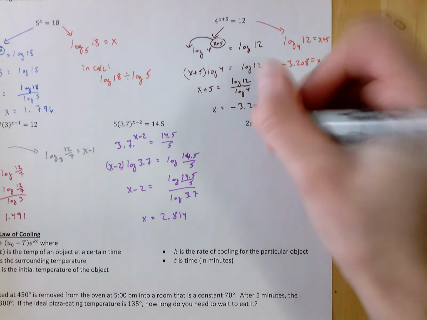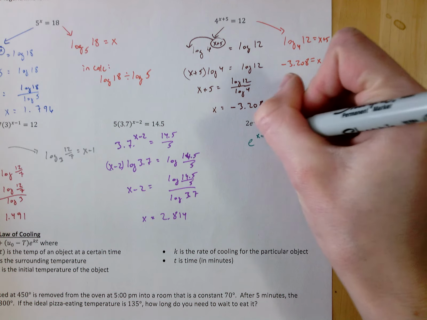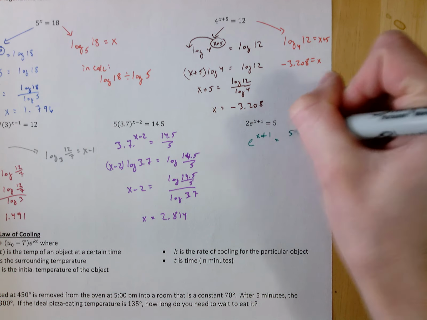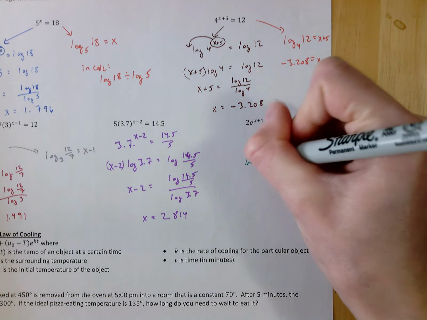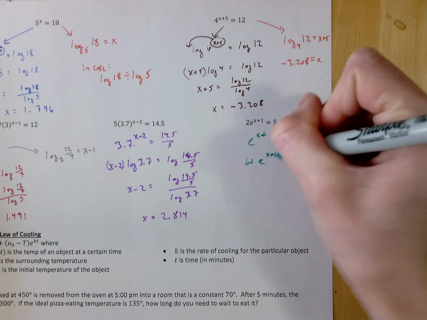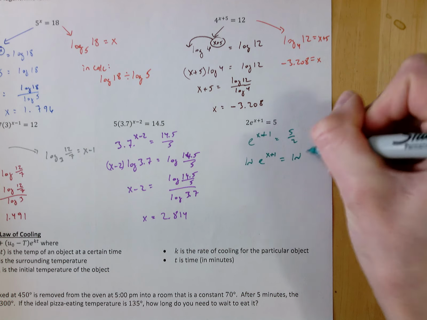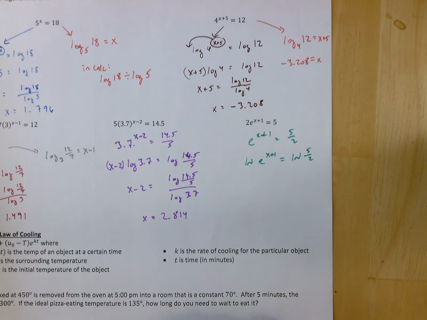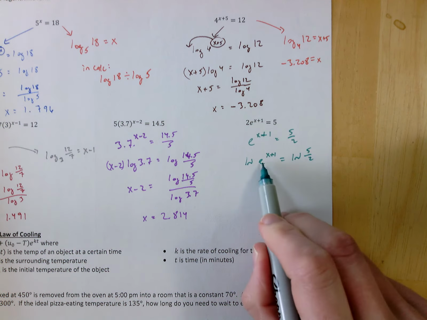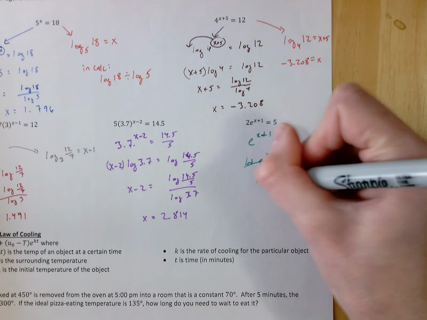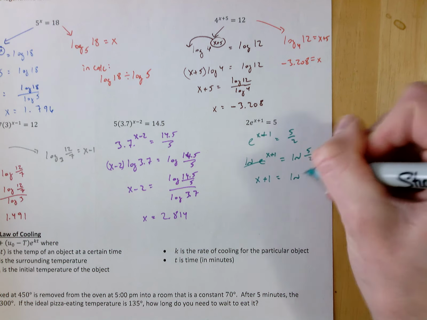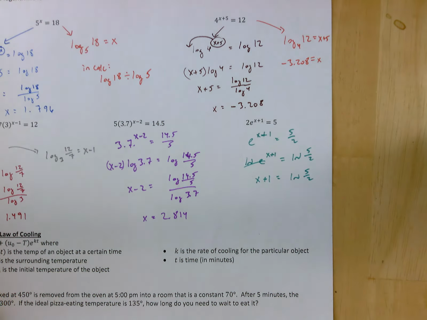this guy, right? So start by dividing by 2. And the difference with this one is that because this is an e, I don't want to take the log of both sides. I want to take the ln of both sides. So it's going to be the ln of e to the x plus 1 equals the ln of 5 over 2. And the ln of e, remember there's a default, it's a log base e, right? This cancels. So that's just x plus 1 equals the ln of 5 over 2.